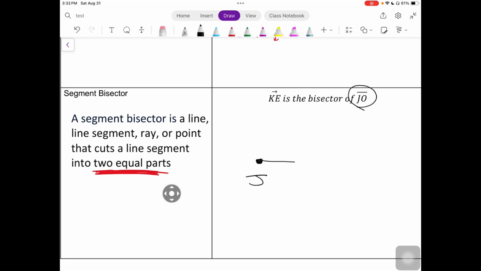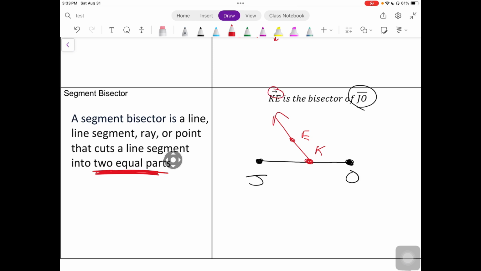With this being a segment bisector and not a midpoint, what's going through the middle of this line segment is not going to be just one point. So in this case, we have KE. It's going to look a little different. It might look something like this, KE with the arrow on one side.